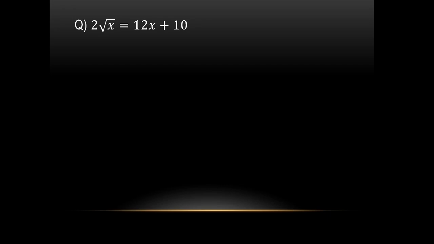So here we have another question which we will do using the mean of the roots method. So let us get it in our standard form. As you know, there is a square root, so we will square both sides of the equation. So 2 root x whole squared is equal to 12x plus 10 whole squared.